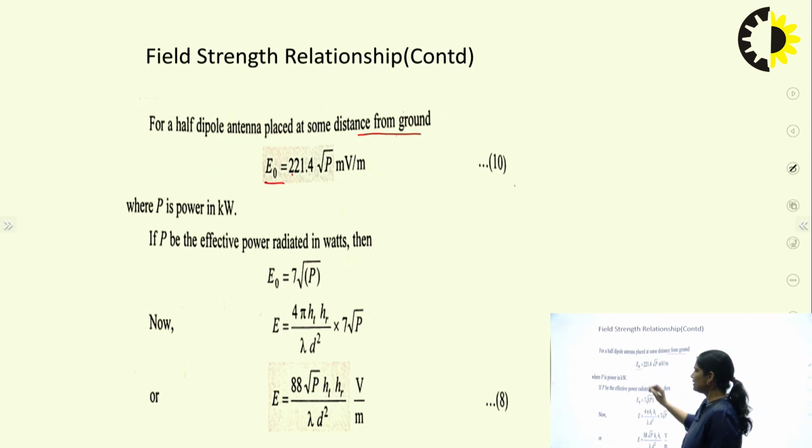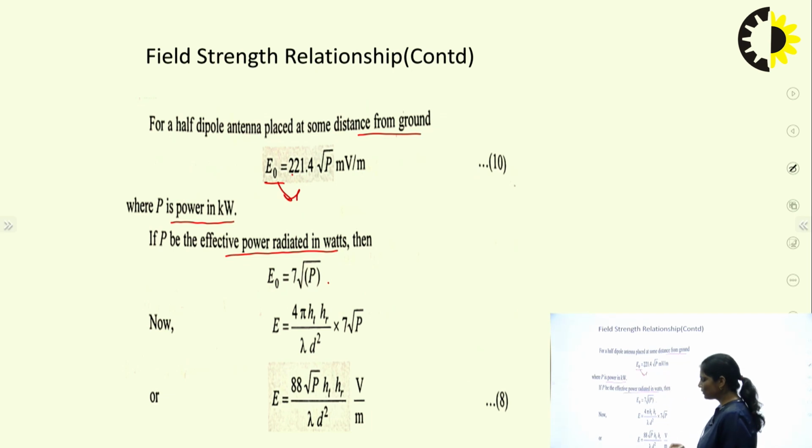So this is your electric field for a half dipole antenna. Now P is the power in kilowatts. If P is the effective power radiated in watts, then E0 is equal to 7 under root P. So E is equal to what? Here, this is your E0.